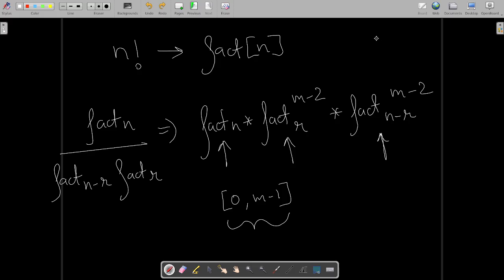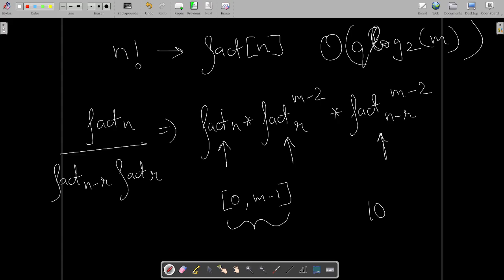How much time is it going to take? Every single query is going to take log 2 of m time, and the total is going to take O of q times log 2 of m. So if q was 10 to the power 6 and m was 10 to the power 9, log 2 of m is roughly 32. So it's going to take about 3 times 10 to the power 7, which is going to pass. Even in the worst case, it will just take 1 to 3 seconds, which will pass. So this was the question, and this is how we solved it.